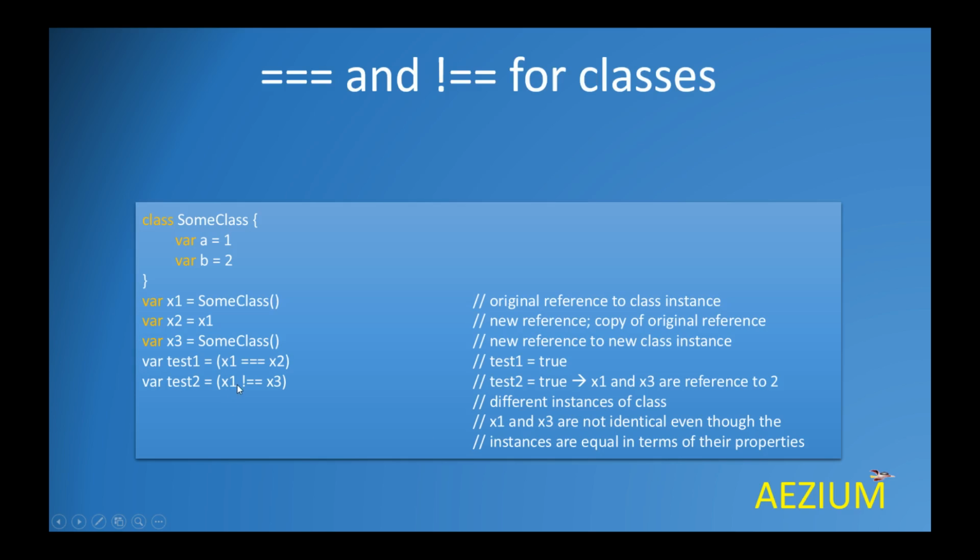That means that if we look at the properties of x1, you can see this, the values are the same. x3 will have the same set of properties with the same values, but this set of properties is completely independent of the set of properties of x1. So because x1 and x3 are not referring to the same instance, they're referring to 2 independent instances, they will not be identical. So this statement will return a Boolean true, which is assigned to test2.